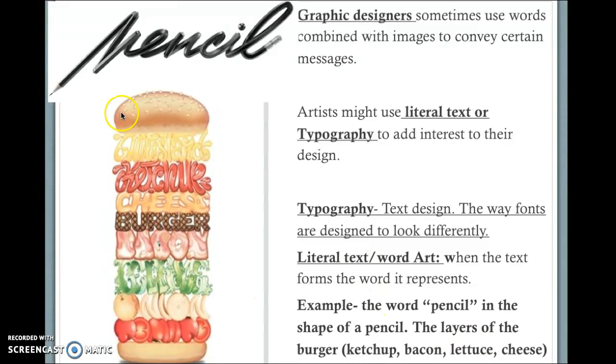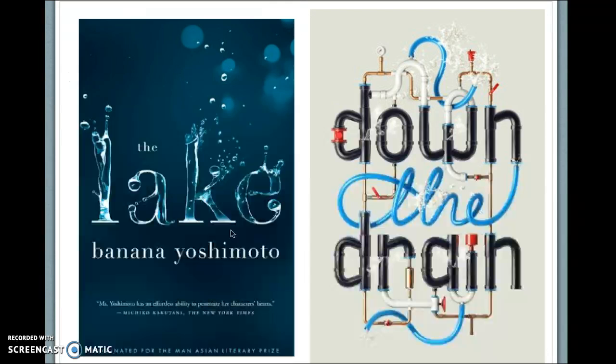Same thing with this example right here for the burger. Each layer of the burger, the mustard, ketchup, cheese, bacon, lettuce, onion, tomato, they're all forming this part of the burger that they represent. So the cheese right here looks like melty cheese, but the text is forming the cheese, so it's literally the same.